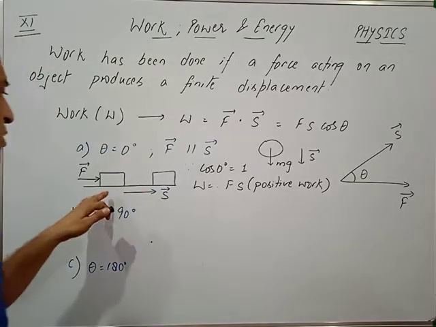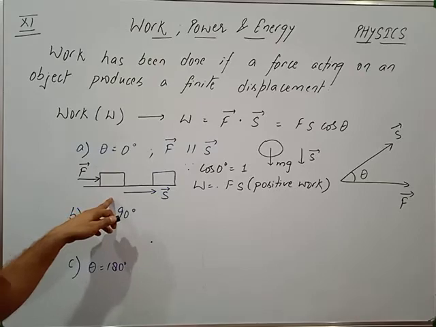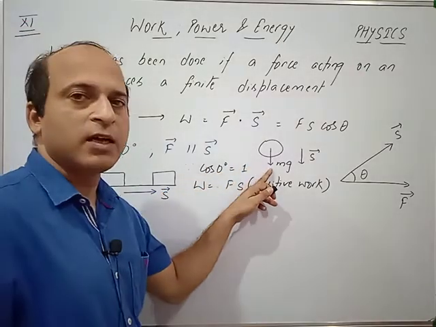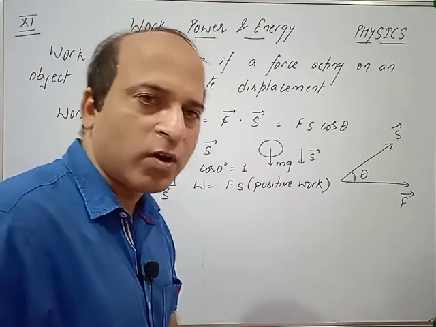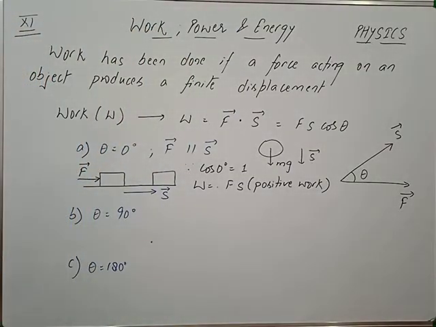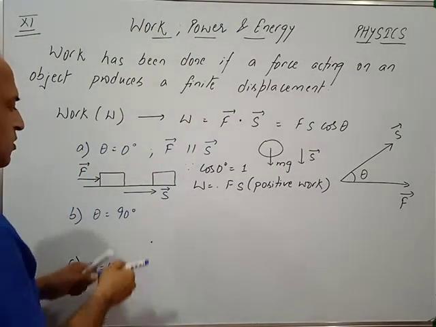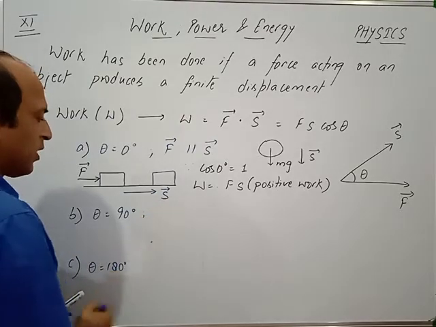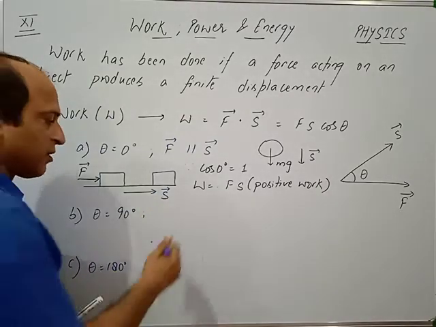So an example of positive work can be stated in this manner, that is, for a ball falling freely under gravity. What will happen if theta is 90? This was a condition which was stressed upon when you were in class 9th.